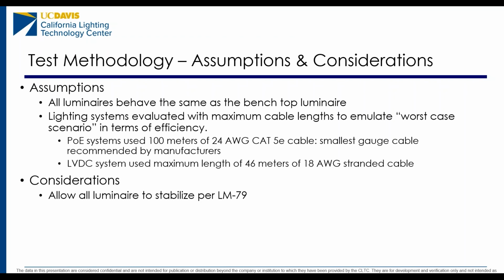The second was that the lighting systems were operating under what we considered to be the worst case scenario in terms of cabling. So for each lighting system, we used the maximum cable length and the smallest cable gauge recommended by the manufacturer. So for the PoE systems, this looked like 100 meters of 24 gauge Cat 5e cable. And for the LVDC system, this was 46 meters of 18 gauge stranded cable. And then before taking any measurements, we allowed all the luminaires to thermally stabilize per LM79.